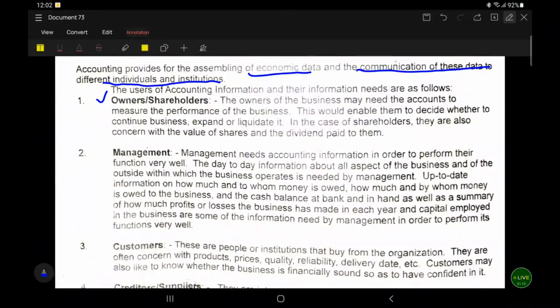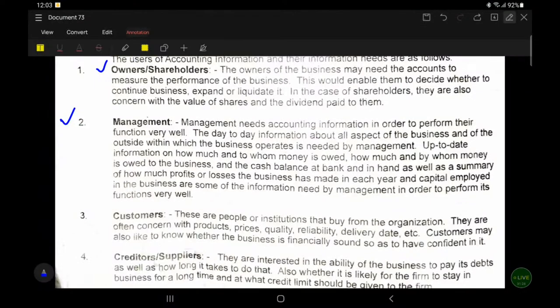So that is shareholders. When it comes to management too, as I said, management also needs accounting information to know how well the business has performed, because they are the ones who run the affairs of the business in a day-to-day manner. So they will need accounting information to make decisions about how the day-to-day performance of the business is going, how well their shareholders' money is being utilized, the profitability of the business, and how well they can transform the business to the next level.